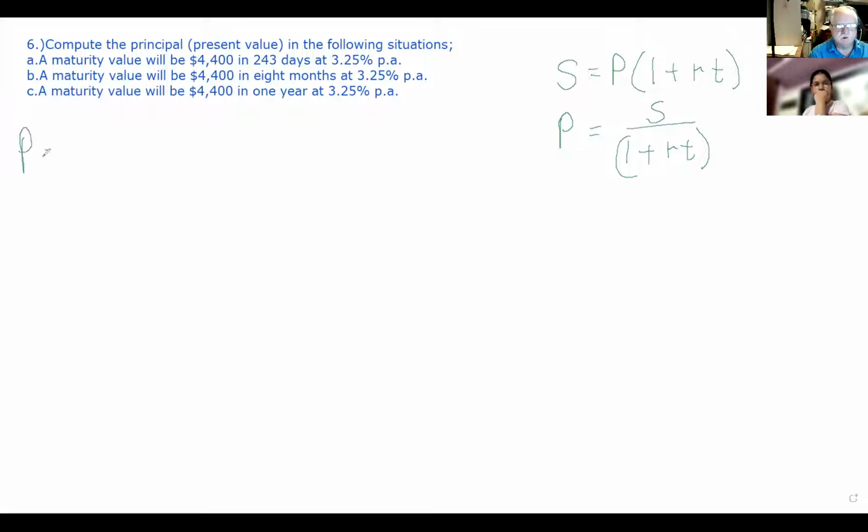So principal equals 4400 over 1 plus the rate of 0.0325. And I know it sounds ridiculous, but the easiest thing to do is to miss out this 0 times 243 over 365.